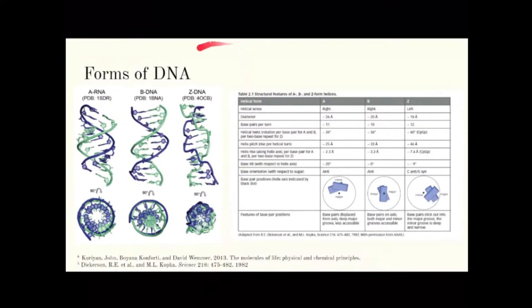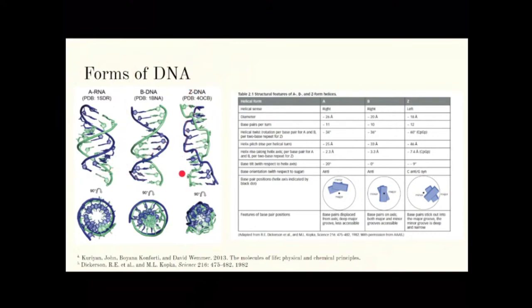So we're going to look at the structure of the double helix, which is going to be very important and the meat of today's discussion. This is quite a busy slide, but we'll walk through it. So we have the forms of DNA, and I forgot to write, and RNA. So we have A form RNA, B form DNA, and Z form DNA.